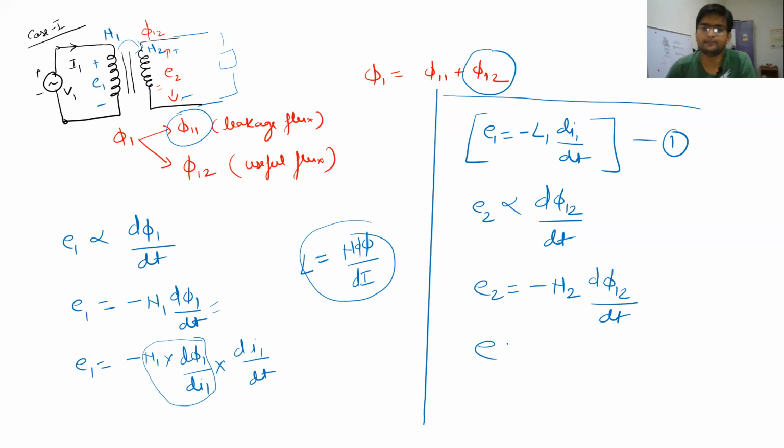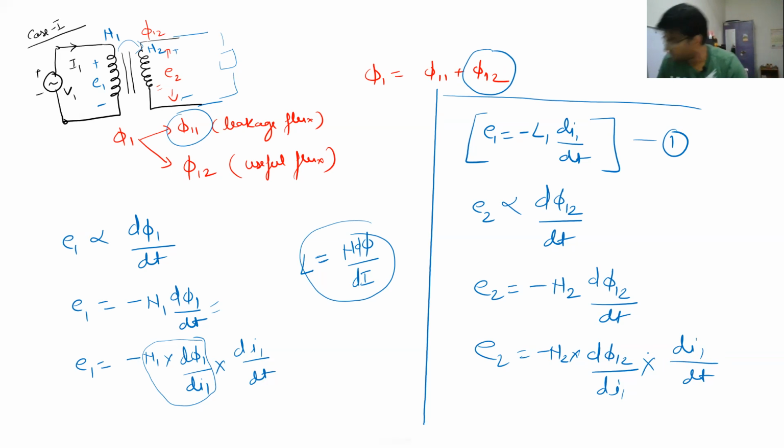We can multiply. E2 is equal to minus N2 into d phi 12 divided by di2 multiplied by di2 divided by dt. Sorry, not I2, I1, because there is no I2 current, there is only I1 current. So this will become di1 upon dt, right? So what will this term be called?